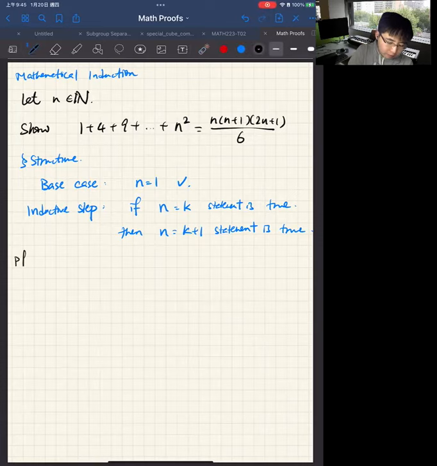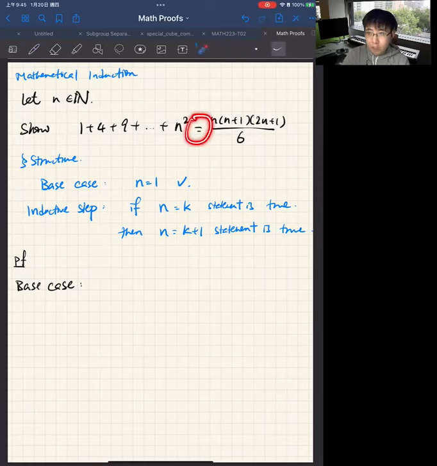So the proof is as follows. We're going to prove that n equals 1 is true. It's usually written as a base case. Some will even write "trivial", since it's really easy. To show an identity, to show an equation, you're not going to do the following.